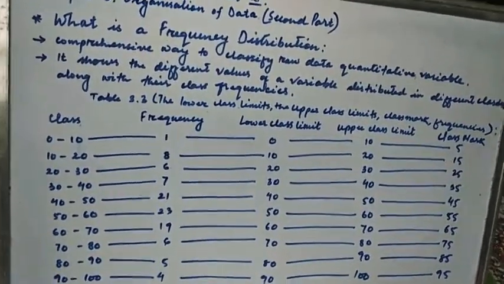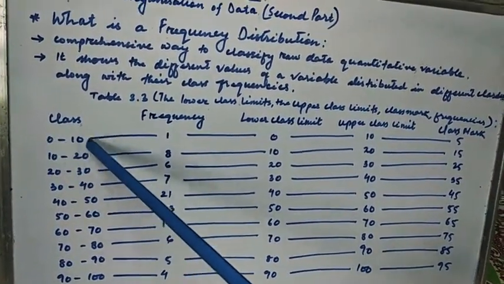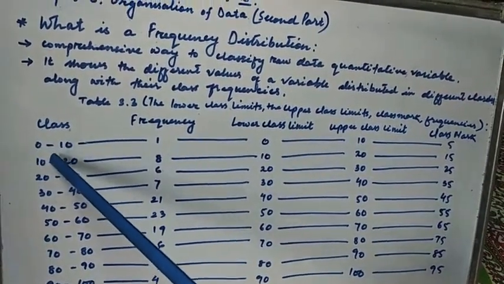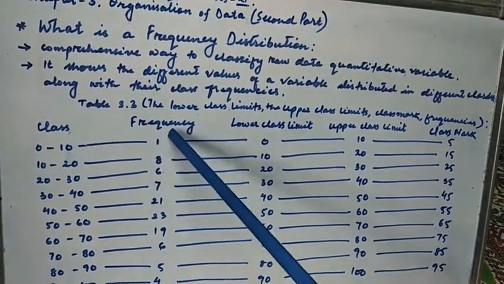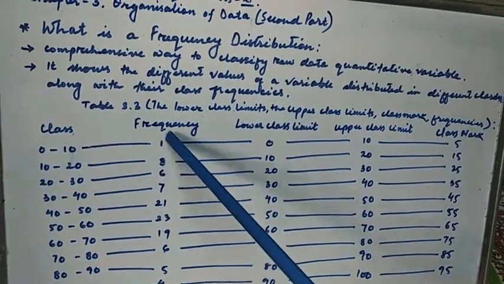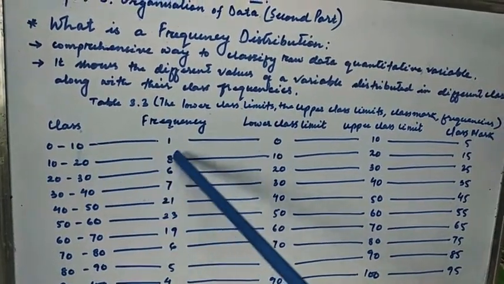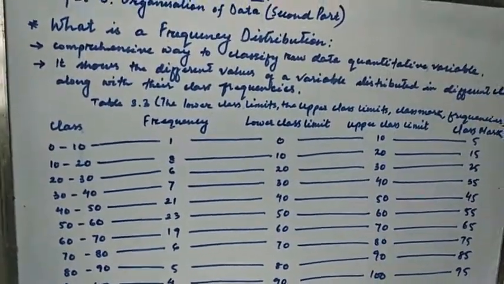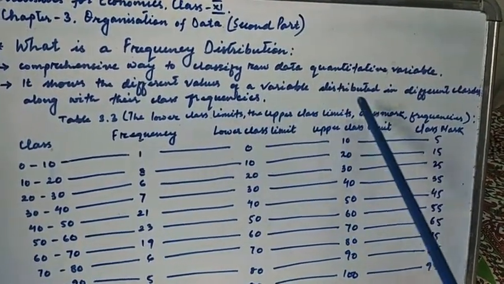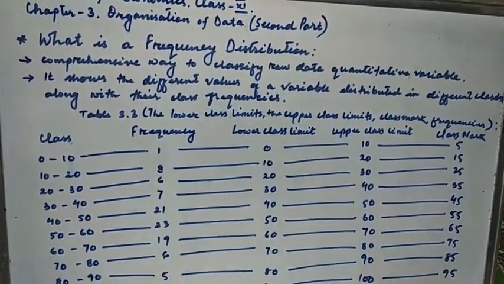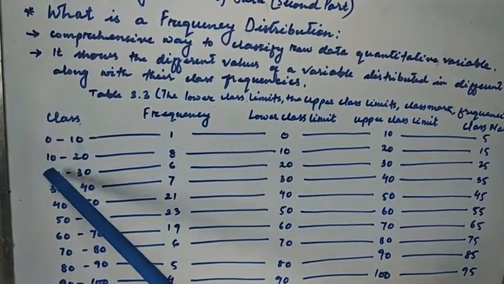Frequency would mean how many or how much of the values occur in this class. So when you look at the table, there is 1 value which is taking the value between 0 to 10, and in 10 to 20 you have 8 values. So how much? Here it is given. It shows the different values of a variable distributed in different classes along with their class frequencies. Class frequencies would mean how many times a number occurs within this range.